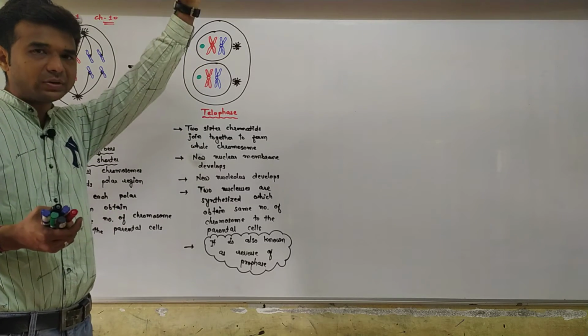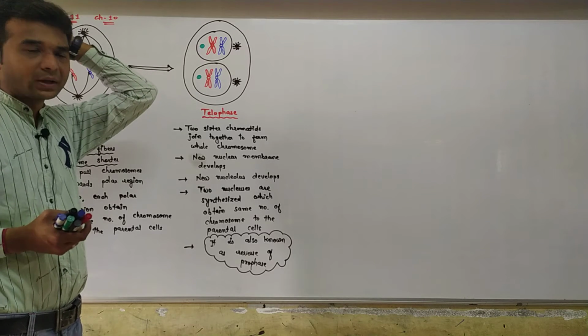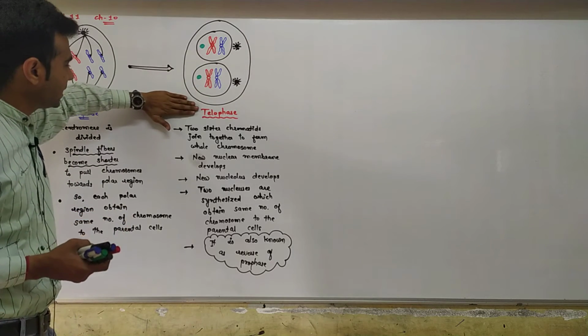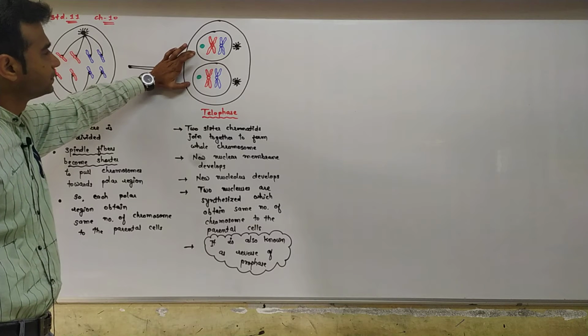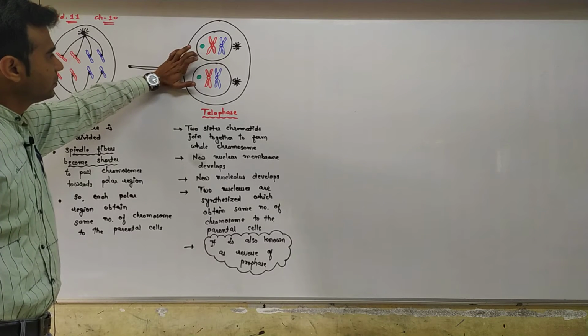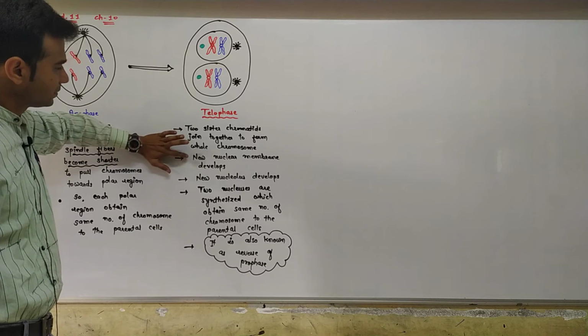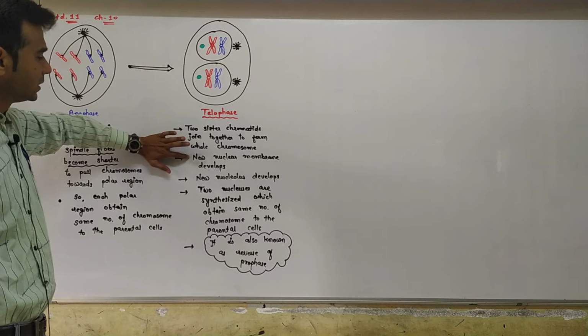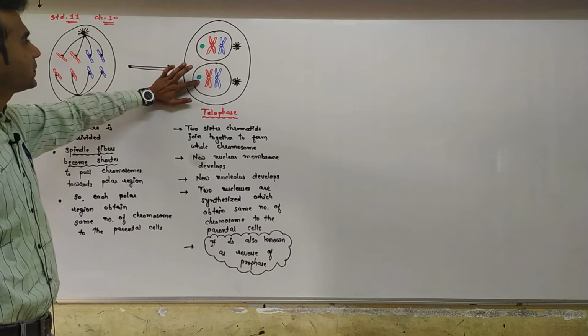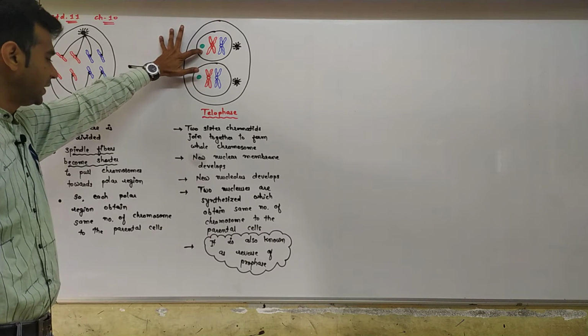Now you think about that initial cell. Now here at the end of the telophase, two nuclei are formed. So here a new nuclear membrane forms, two new nuclear membranes form, and two nucleoli form. Fine.